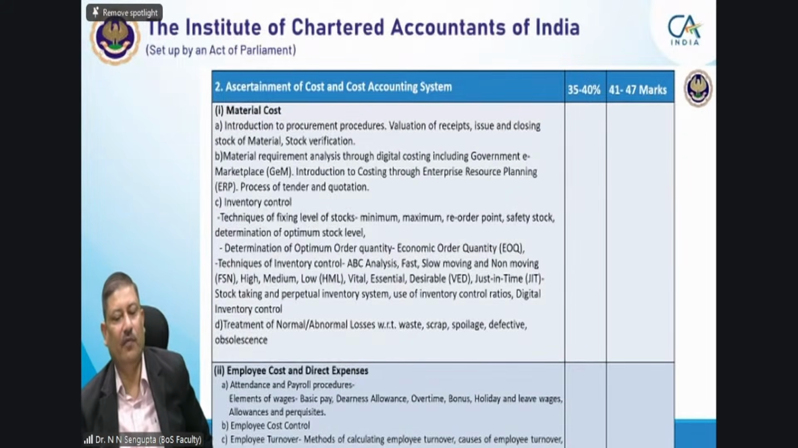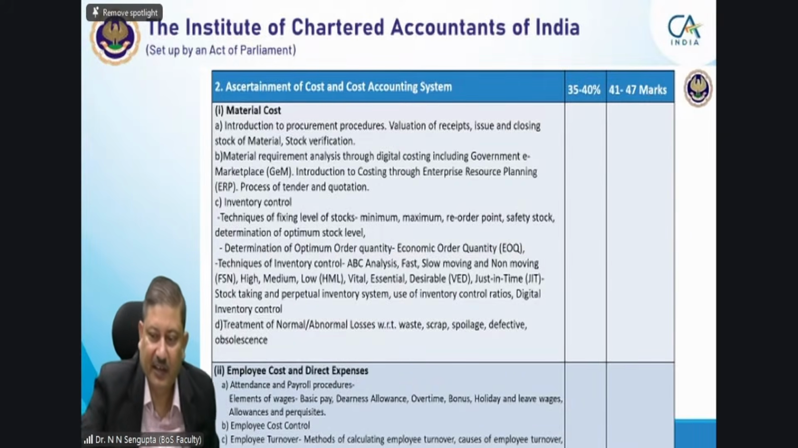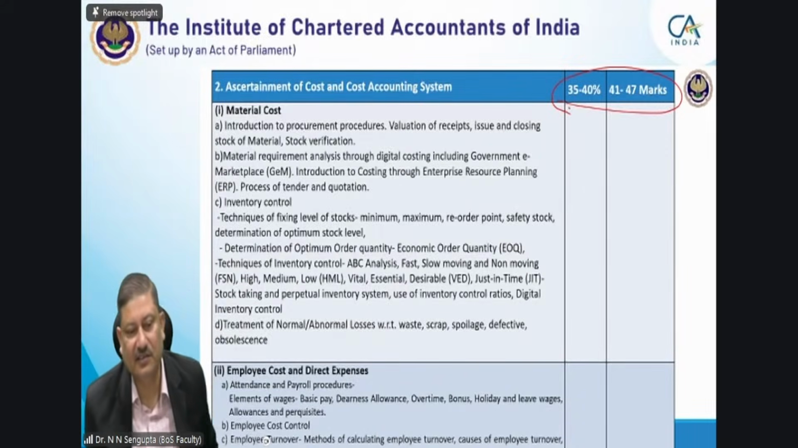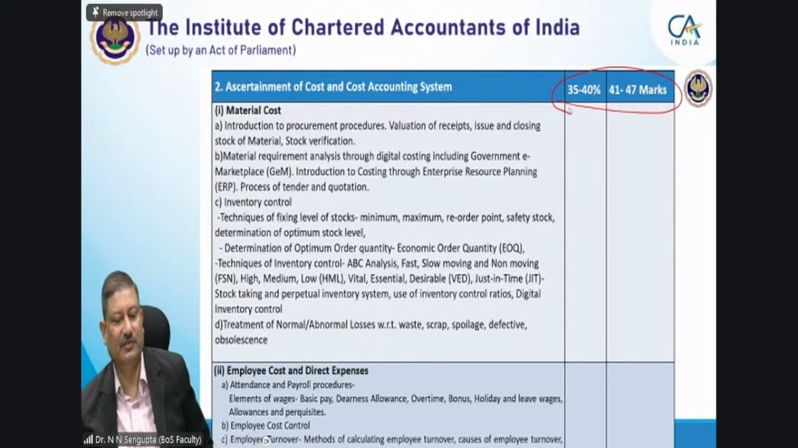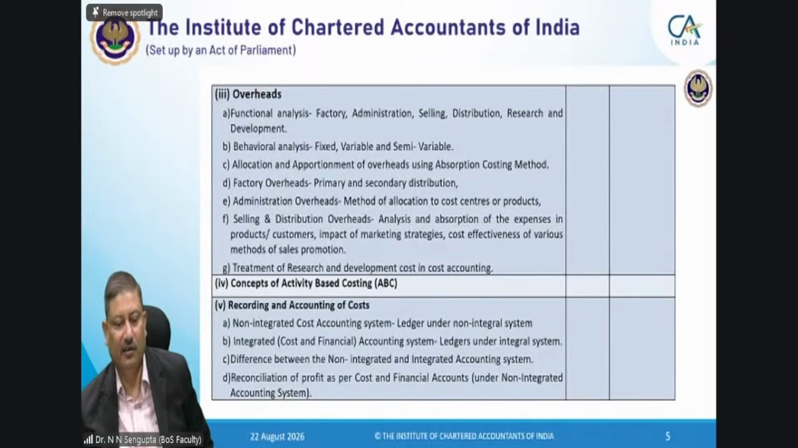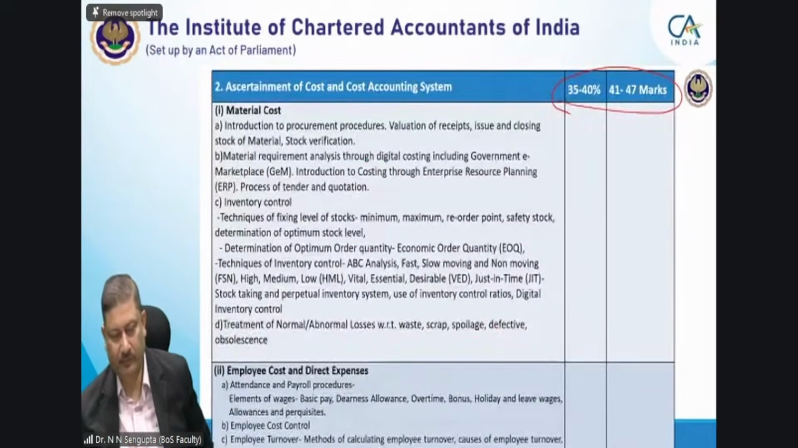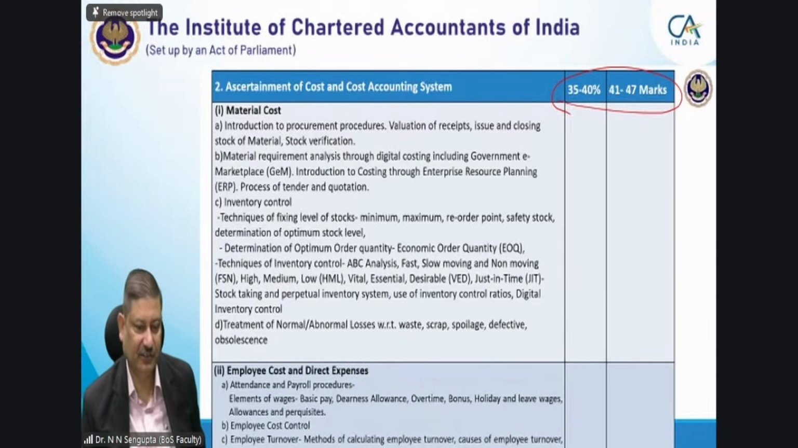Ascertainment of cost and cost accounting system. Now, this is probably the major part of the subject Cost and Management Accounting. 35 to 40%, that is 41 to 47 marks, are there. Material cost, employee cost, then overhead, ABC, recording and accounting of cost are certain major parts of our discussion.